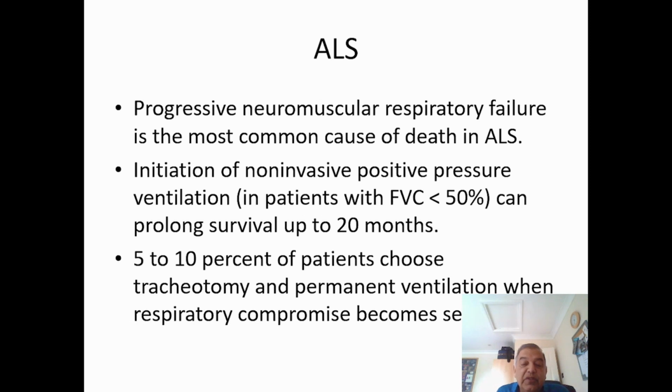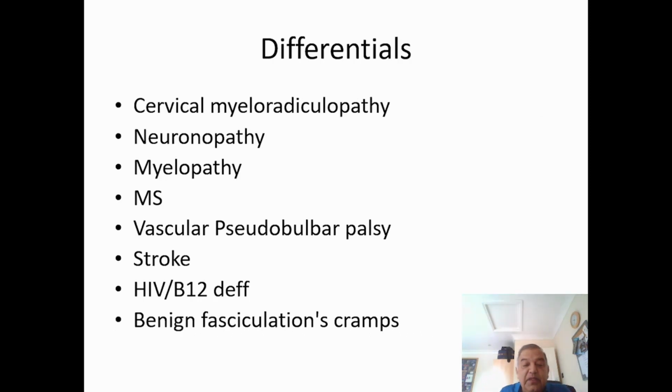Initiation of positive pressure ventilation can prolong survival, and lots of aids are available now to give people non-invasive ventilation at home. 5 to 10% of patients choose tracheostomy and permanent ventilation when respiratory compromise becomes severe.